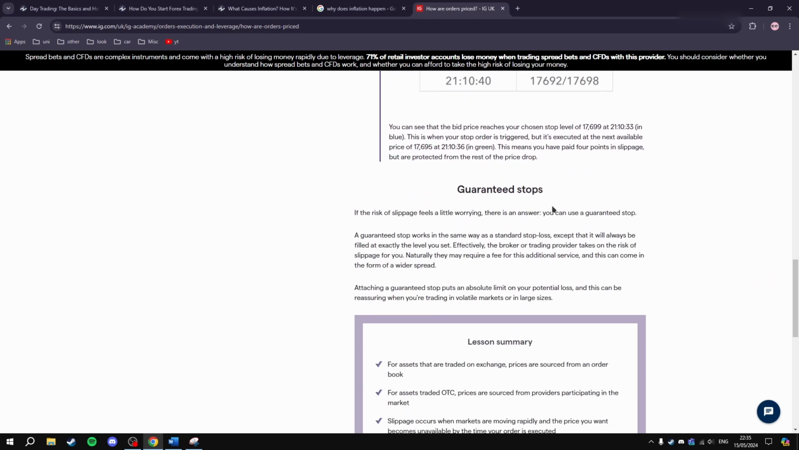Right, okay. Guaranteed stops. If the risk of slippage feels a little worrying, there is an answer. You can use a guaranteed stop. A guaranteed stop works in the same way as a standard stop loss, except that it will always be filled at exactly the level you set. Effectively, the broker or trading provider takes on the risk of slippage for you. Naturally, they may require a fee for this additional service, and this can come in the form of a wider spread. Attaching a guaranteed stop puts an absolute limit on your potential loss, and this can be reassuring when you're trading in volatile markets or in large sizes.